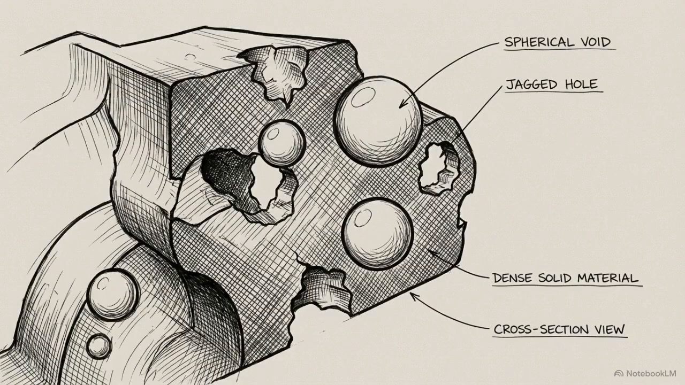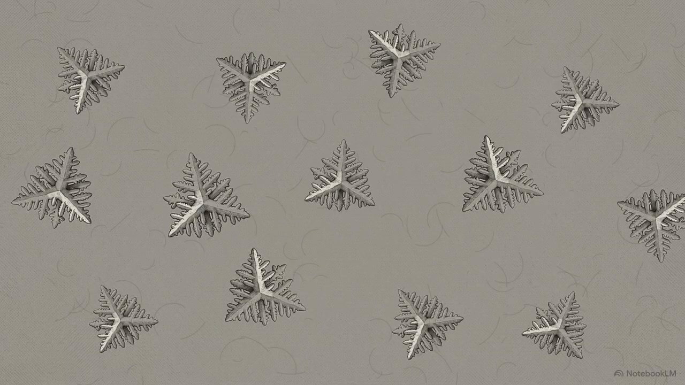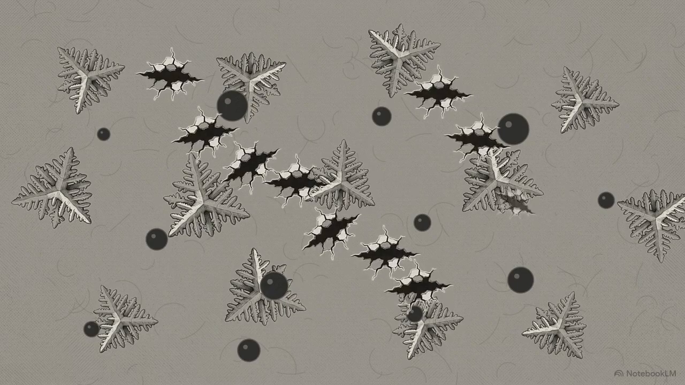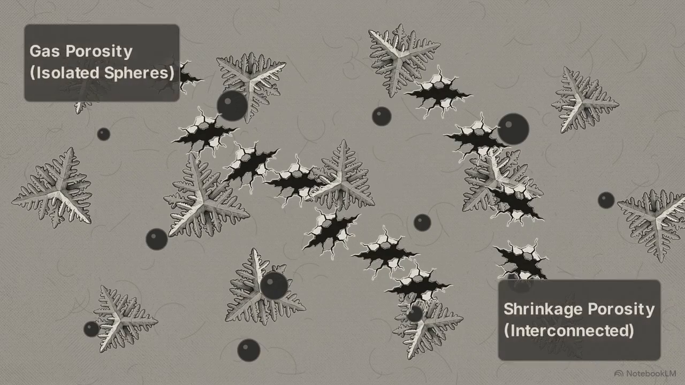The final non-solid element of the HPDC microstructure is porosity, the physical presence of empty voids within the metal. Porosity forms via two distinct mechanisms. Gas porosity occurs when air or die lubricant is trapped in the metal, forming isolated spherical bubbles. Shrinkage porosity occurs when the metal contracts as it cools, tearing open jagged, interconnected cavities between the dendrites.